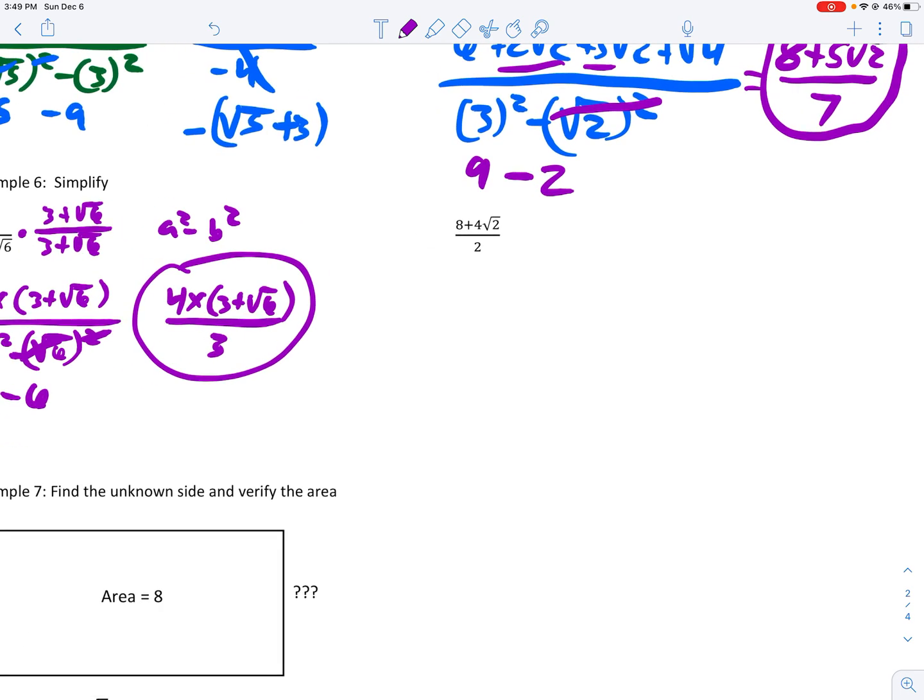Okay, so you're looking at the next one, and you're like, oh, I get rid of the 2. No, you don't have to get rid of the 2. The 2 is fine. You just can't have radicals in the denominator. Those are the problems. And you can't have zeros in the denominators.